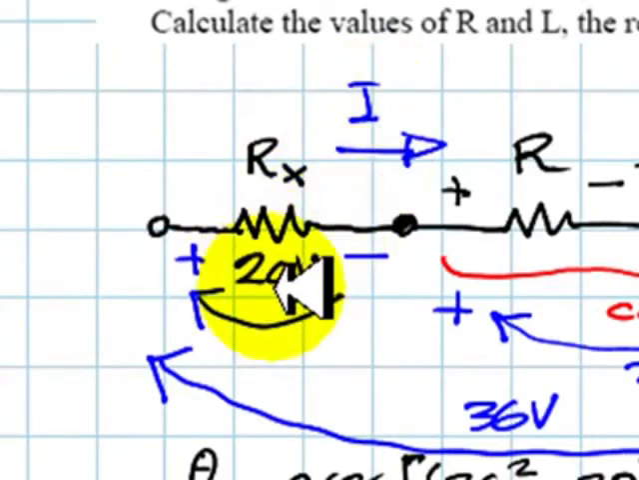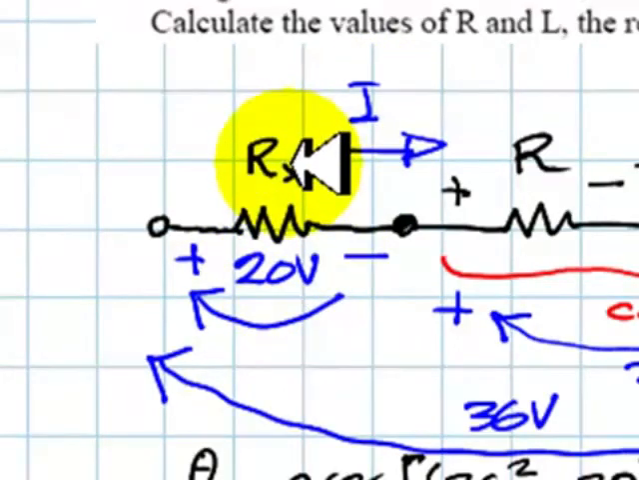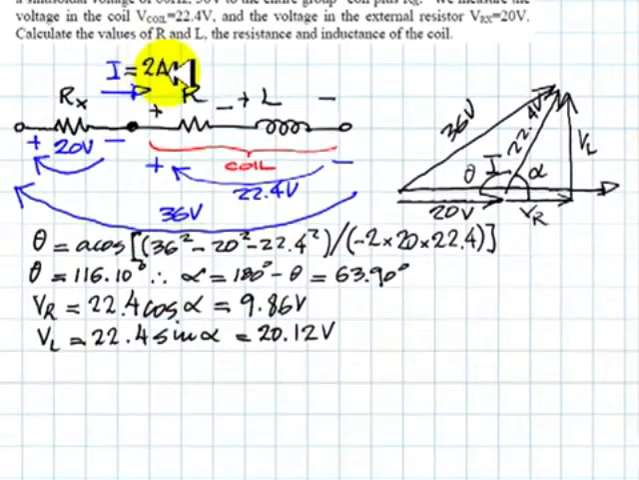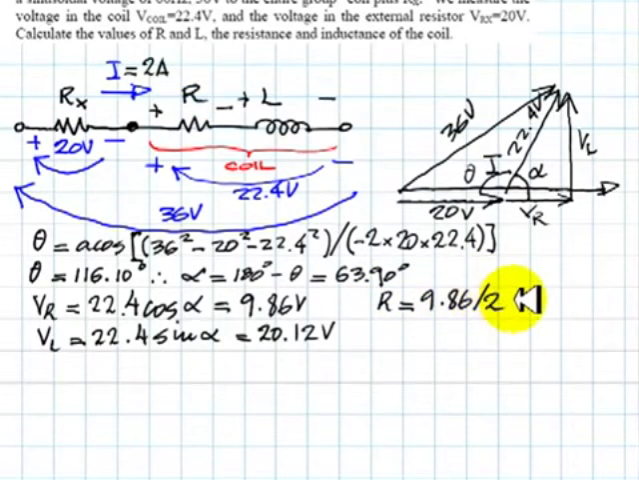From this resistor of 10 ohms with 20 volts, we compute the current. The current is 20 volts divided by 10 ohms. This is a current of 2 amps, of course. But we know what is the voltage in R. It's 9.86 volts, and we know the current is 2 amps. We can use Ohm's law to find what is R. That resistance is 9.86 volts divided by 2 amps, 4.93 ohms.